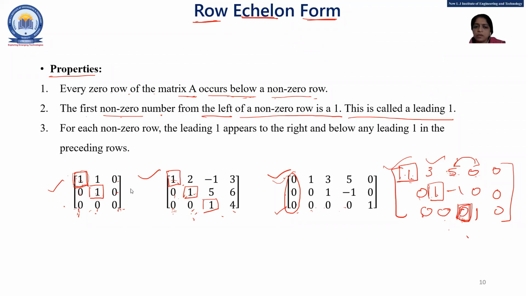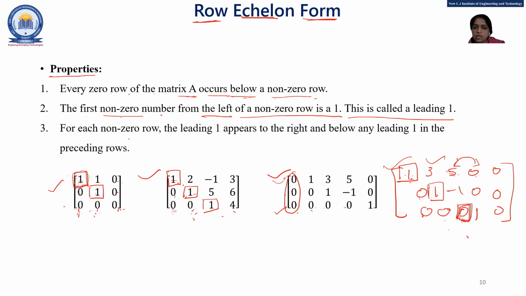It is very simple. Every non-zero row occurs in the upper part and every zero row is below. For every non-zero row, the first element is the leading element and it must be 1. And the elements below the leading element are all 0.